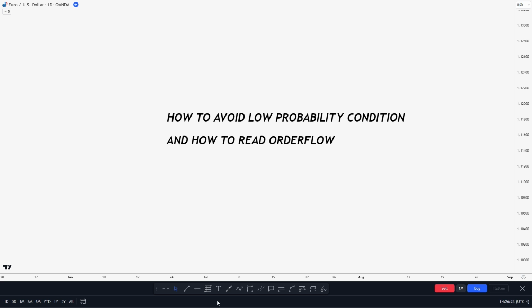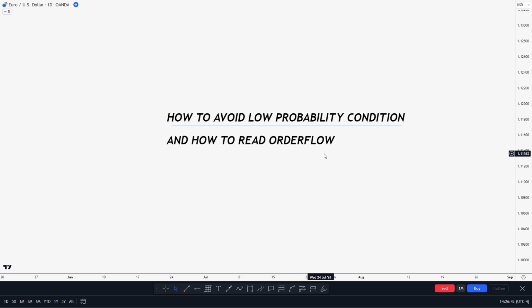In this video, we're going to learn two things. First, we're going to learn how to avoid low probability conditions, how we know this market is basically a low probability condition, and how we should avoid it. And second, we're going to learn how to read order flow.